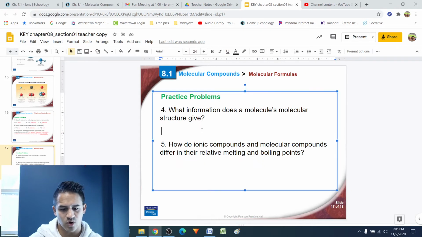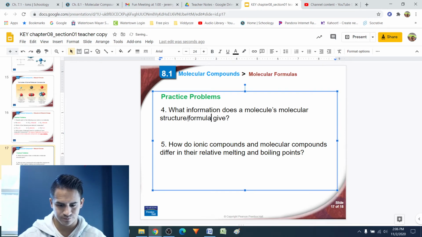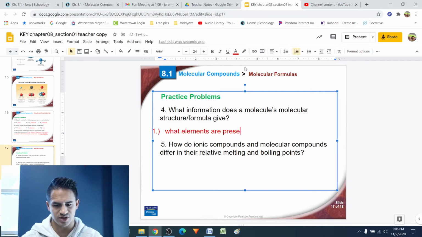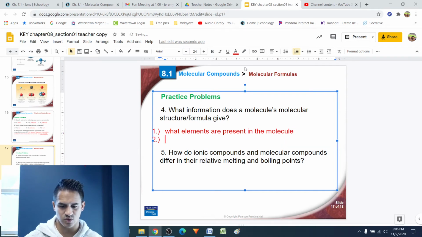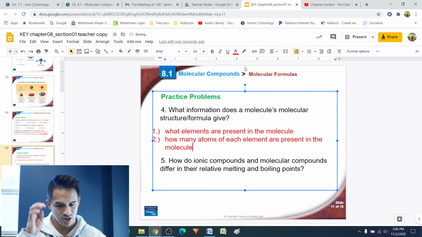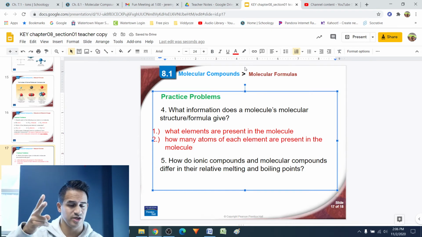All right, number 4, what information does a molecule's molecular structure give? I think this could also be worded as molecular formula. But basically, a molecular formula gives you 2 pieces of information. 1, what elements are present in the molecule. So it tells you what elements you have. 2, it tells you how many atoms of that element are in the compound as well. So how many atoms of each element are present in the molecule. It tells you what elements you have and how many.